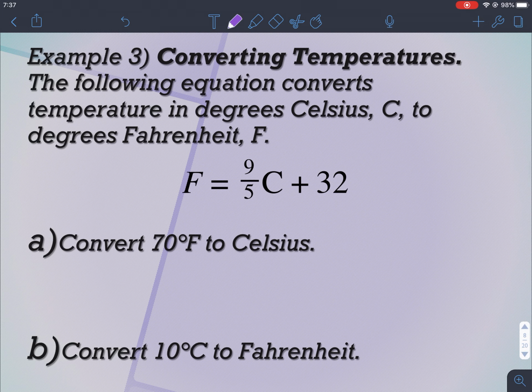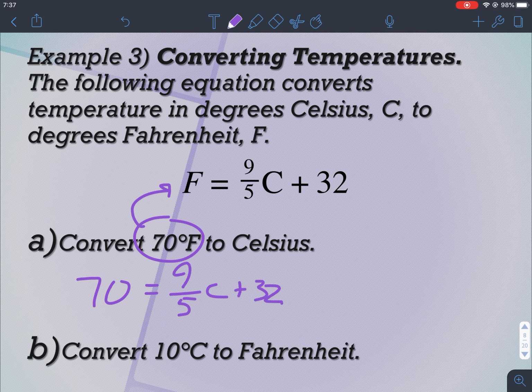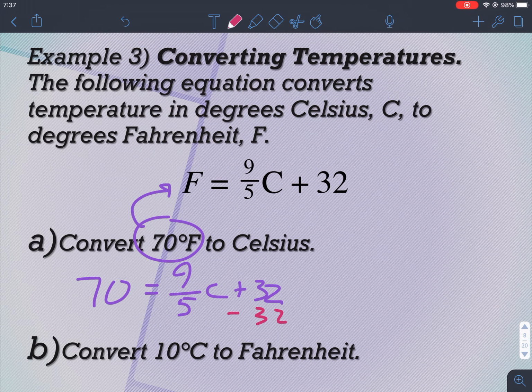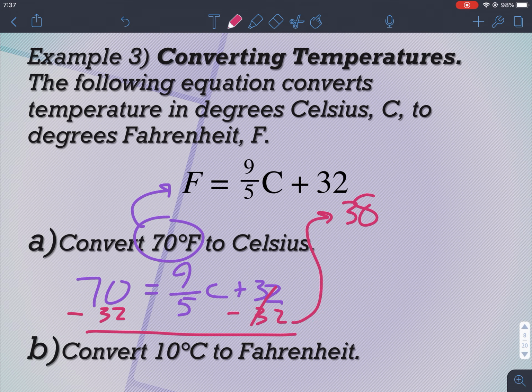Converting temperatures. The following equation converts temperatures in degrees Celsius to degrees Fahrenheit. So if I want to convert 70 degrees Fahrenheit to Celsius, I'm going to plug in 70 into F. I'm going to solve this by subtracting 32. And I'm going to write 38 equals 9/5 C.